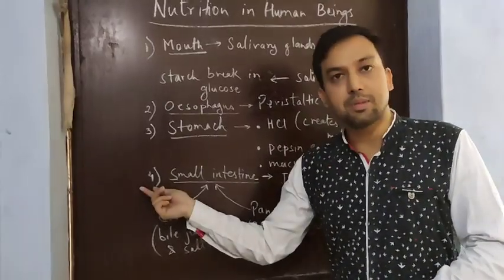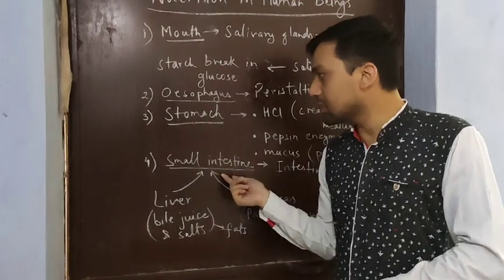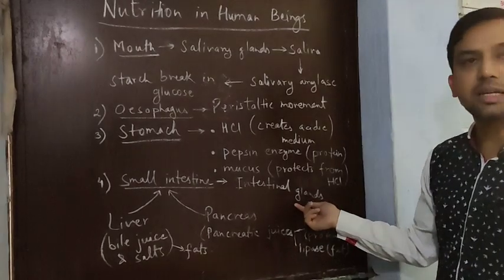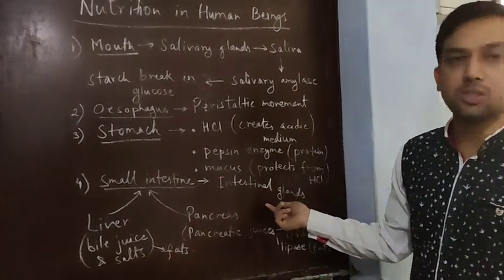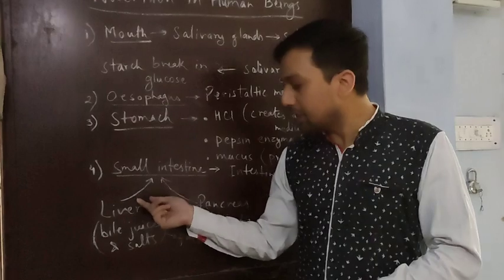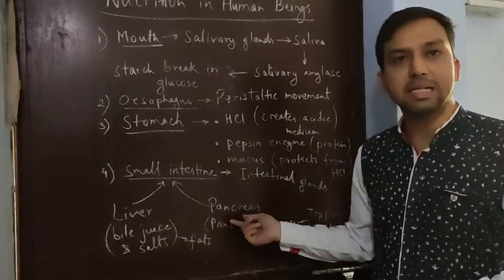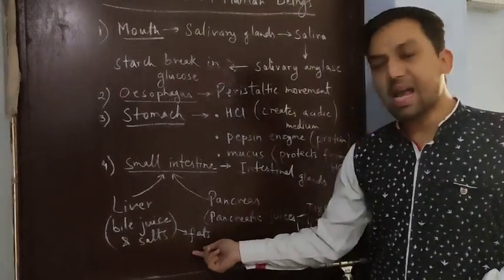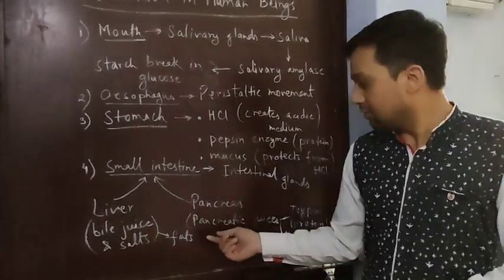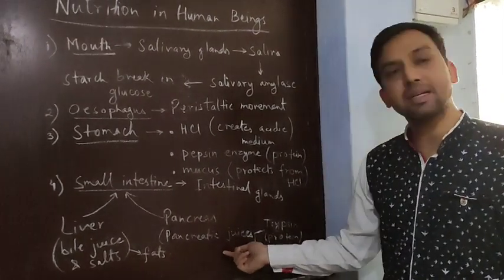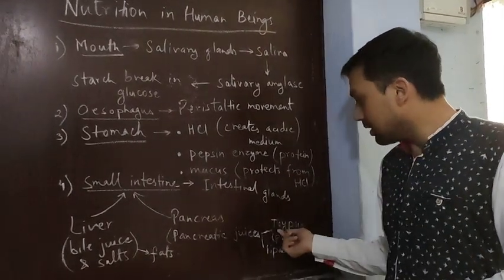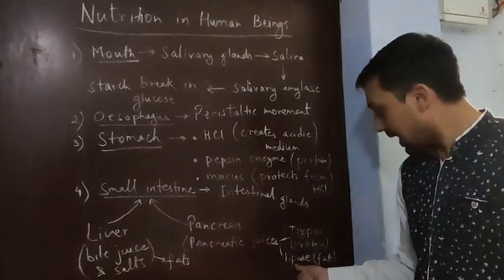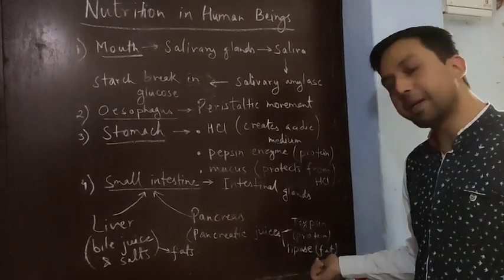Now coming to the fourth step, when the food passes from the stomach to the small intestine. In the small intestine, we again have intestinal glands that produce intestinal juices. The small intestine is also supported by the liver as well as the pancreas. The liver produces bile juice and bile salt, which act on the breakdown of fat. Whereas the pancreas produces pancreatic juices containing two things: trypsin, which helps in the breakdown of protein, and lipase, which helps in the breakdown of fat.